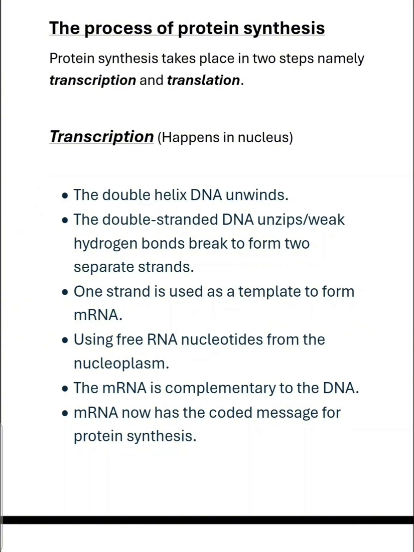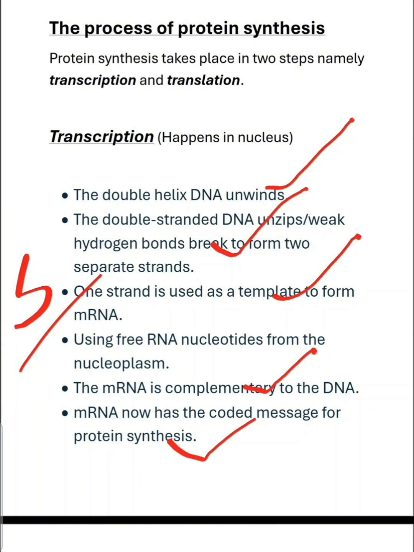So the double helix unwinds, they basically unzip, the weak hydrogen bonds break, one strand is used as a template, then the RNA is complementary to the DNA, and now mRNA has copied the code for the protein synthesis. If you memorize these 5 steps, you'll also get your 7 marks.